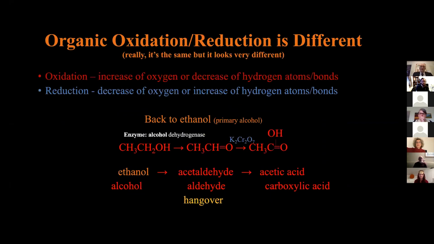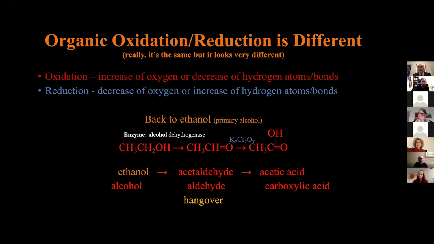So as Luke was saying, organic oxidation reduction is different. It's really kind of the same, but confusing to look at in terms of moving of electrons. As Luke said, oxidation is the increase of oxygen or decrease of hydrogen atoms and bonds. Reduction is the decrease of oxygen or increase of hydrogen atoms or bonds. So let's look at ethanol again.